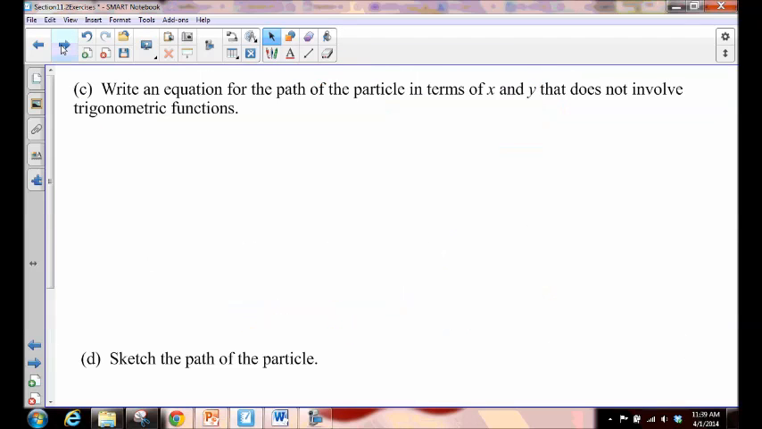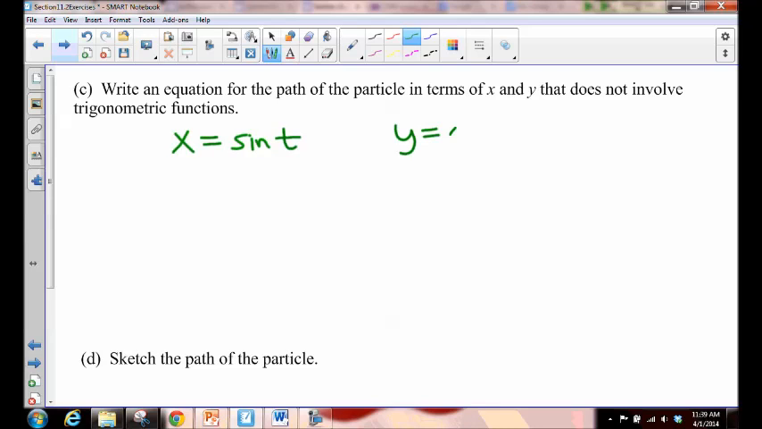All right. Part C says, write an equation for the path of the particle in terms of x and y that does not involve trigonometric functions. So basically, we want to find y in terms of x, which means that we've got to eliminate our parameter t. And let's just remember that x is equal to sine t, and that y is equal to cosine 2t. Now I'm expecting that the fact that I've got different arguments in my trig functions might cause a little bit of trouble, and perhaps a trig identity is going to be helpful.